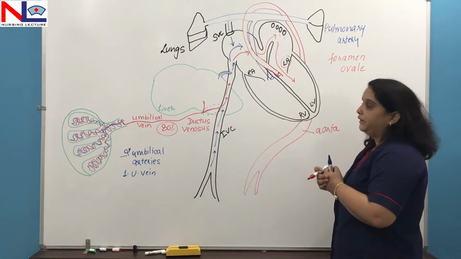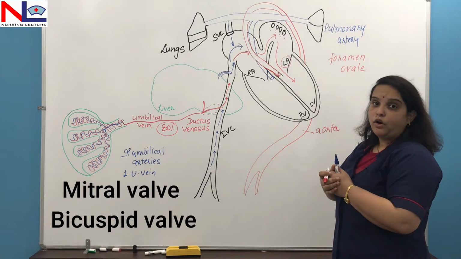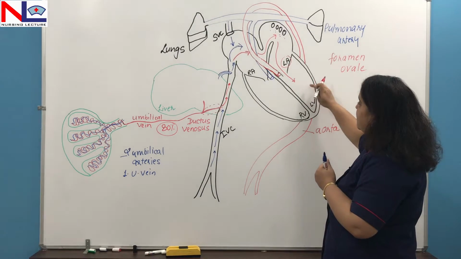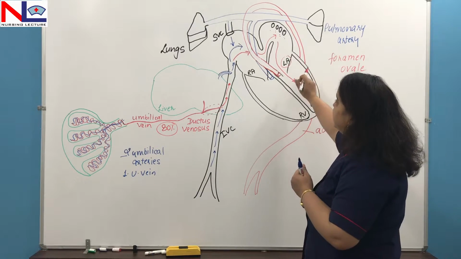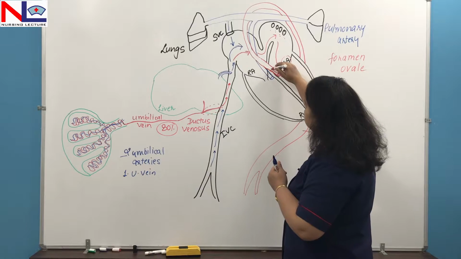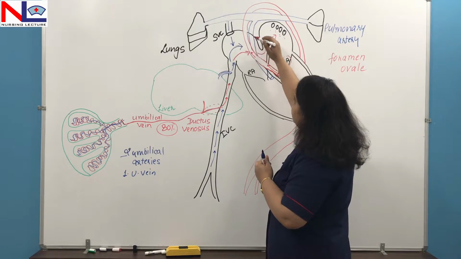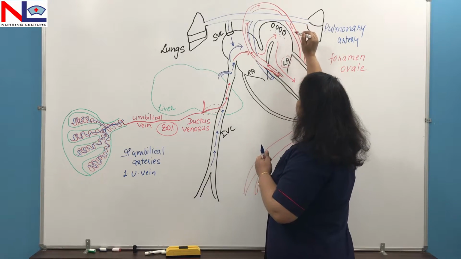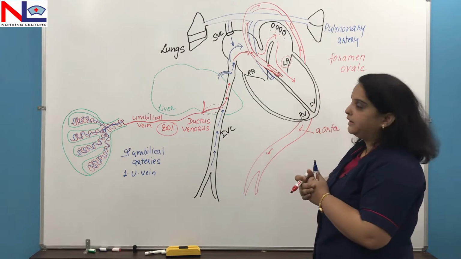Okay, now the majority of blood, which is mixed but mostly oxygenated, flows directly into the left ventricle. By which valve? This is the mitral valve or bicuspid valve. By this valve, the majority of blood in the left ventricle goes directly into the aorta, and then flows down and enters the systemic circulation, right?